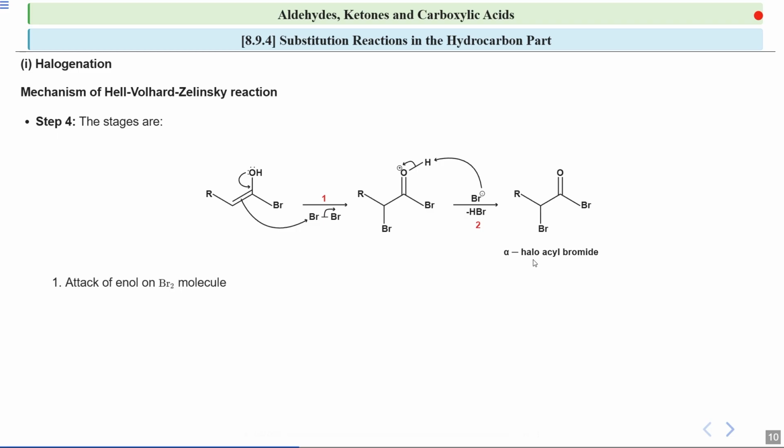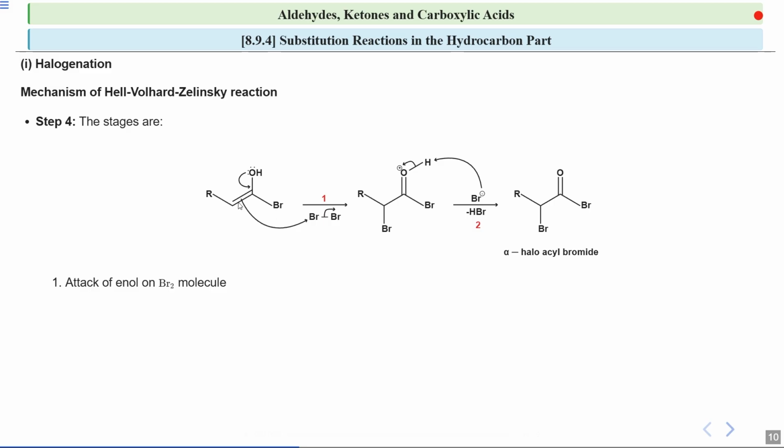So first there are enol forms. The enol form of the acid attacks the bromine molecule. So this enol attacks this bromine molecule. This enol is just a different form of an acid where the hydrogen has shifted, which makes the molecule more reactive. So this attack allows the bromine atom to be added to the alpha carbon, which is the carbon next to the carboxyl group.